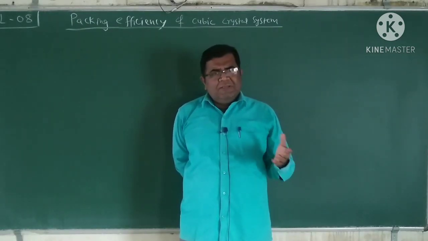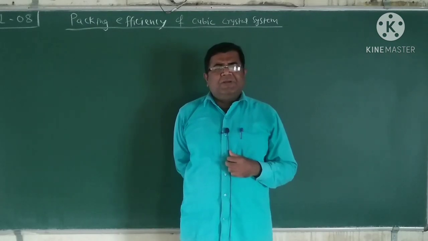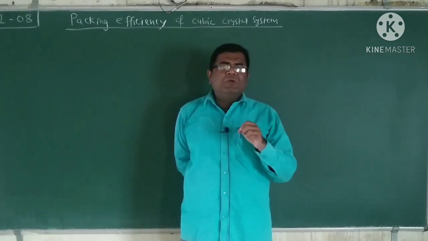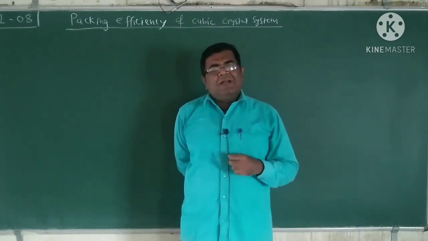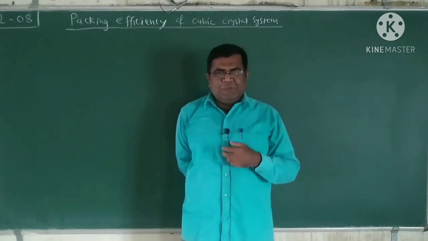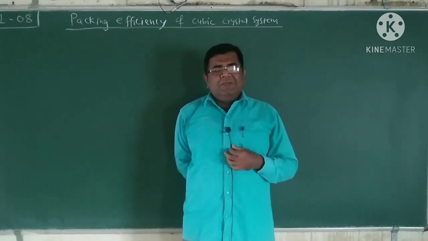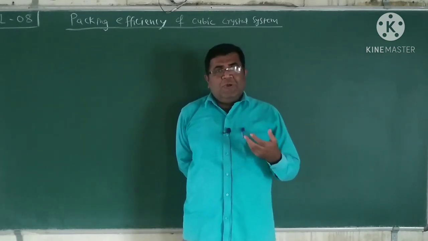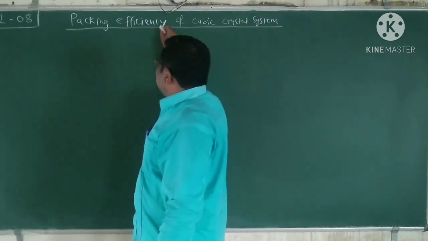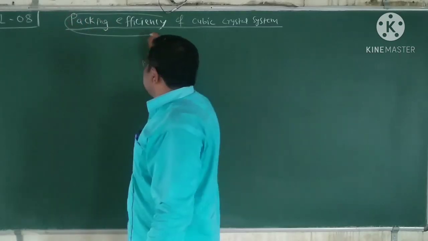We have three crystal systems in cubic. Possible variations are three. One is the simple or primitive cubic unit cell, another is the body centered cubic unit cell, and third is the face centered cubic unit cell. We learn many points regarding those types of crystal systems. But first we must know what is meant by packing efficiency.